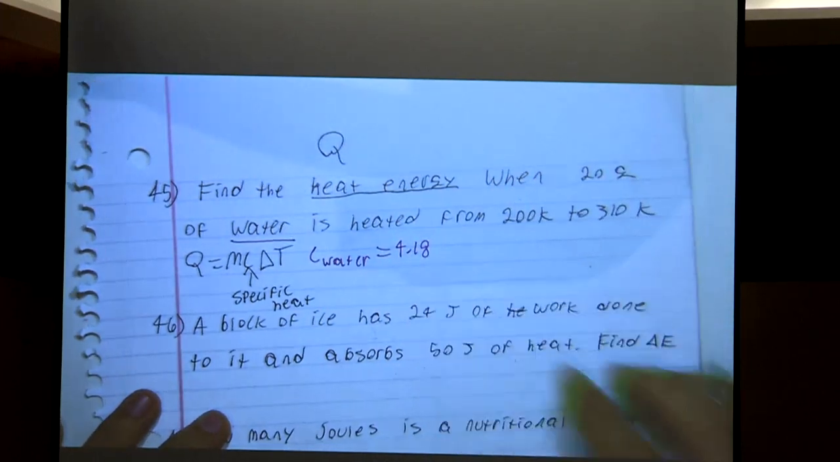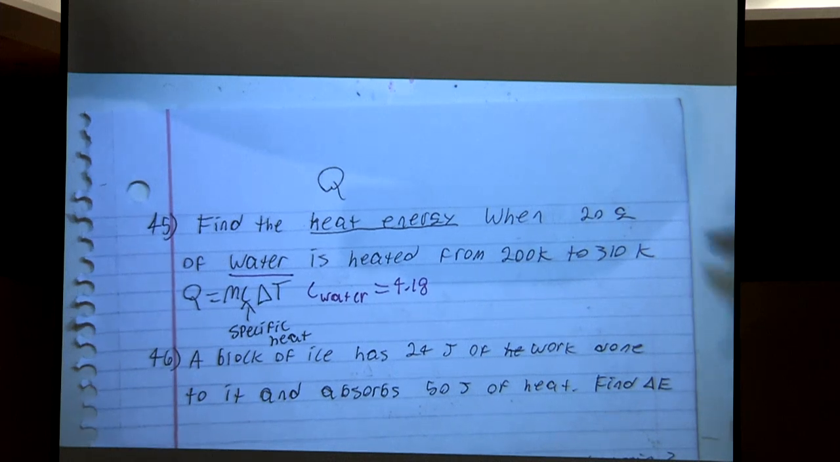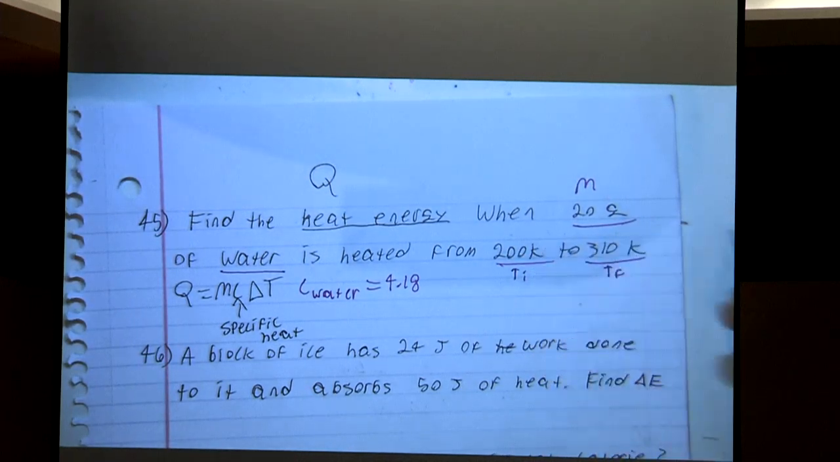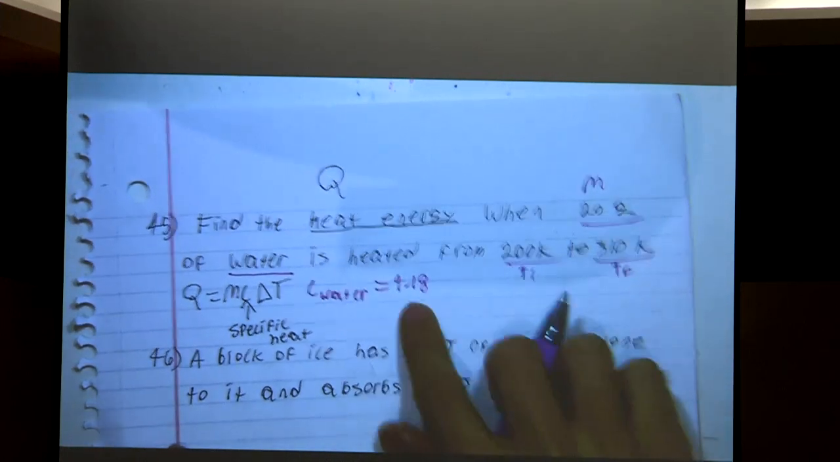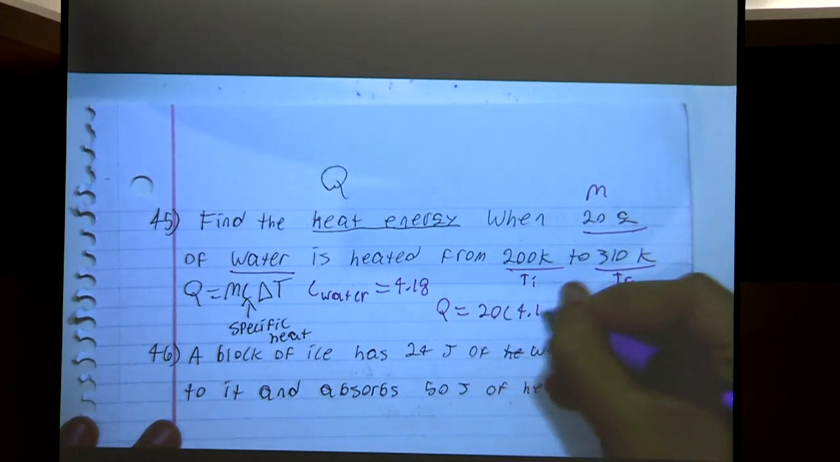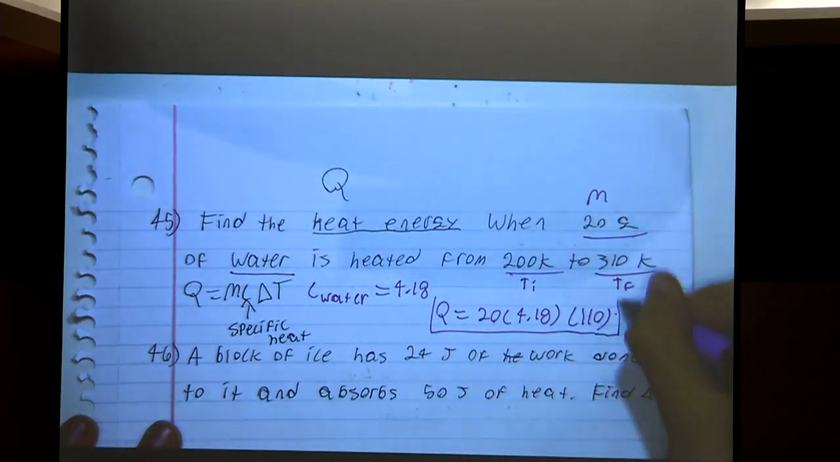So on the final, you will always be given the specific heat of a substance unless it is water. You're expected to know what water is. What is the specific heat of water? Good. So the specific heat of water is 4.18. You have to know that number. It's not going to be given to you. So if it's anything else, if it's iron or copper or chromium or something like that, they will explicitly give you the specific heat, but you're expected to know water. So, 4.18. And from there, it's just plug and chug. So we have 20 grams as our mass. Our temperature final is 310. Our temperature initial is 200. So our delta T is 110. And we know our specific heat of water. So Q is 20 times 4.18 times 110. That'll give you the answer.